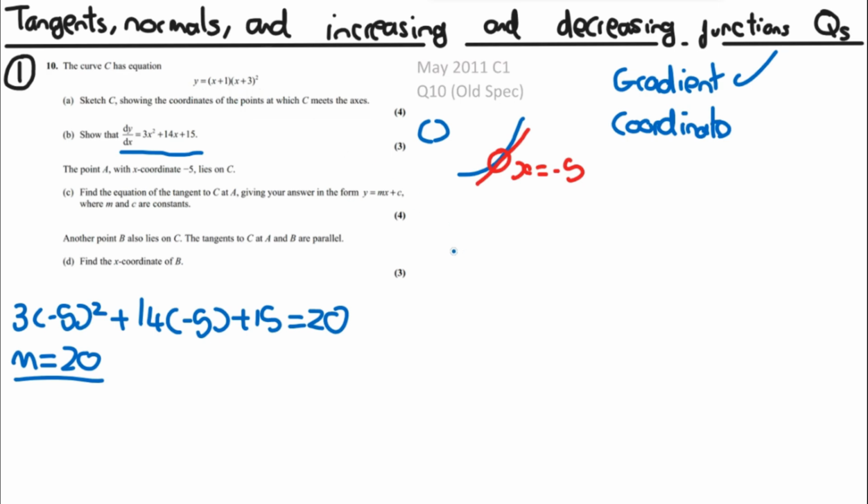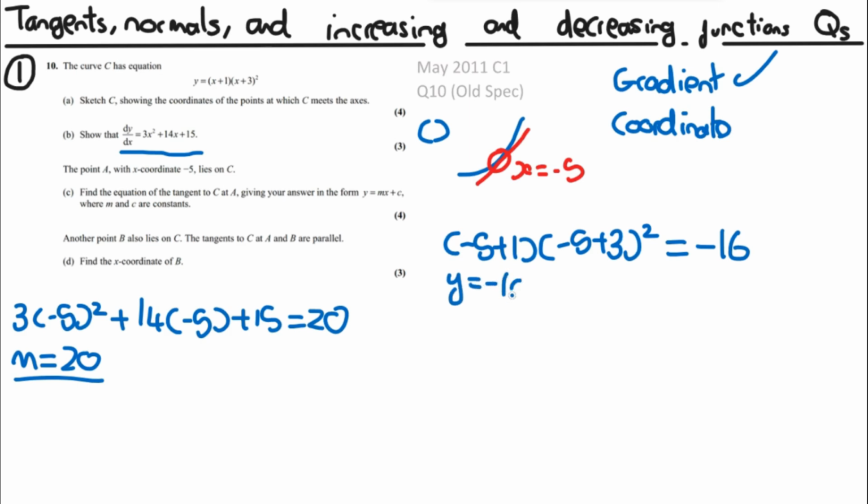So just sub in -5, so it's going to be (-5 + 1)(-5 + 3)², which if you put into a calculator is equal to -16. So y is equal to -16. So therefore the coordinate is (-5, -16).